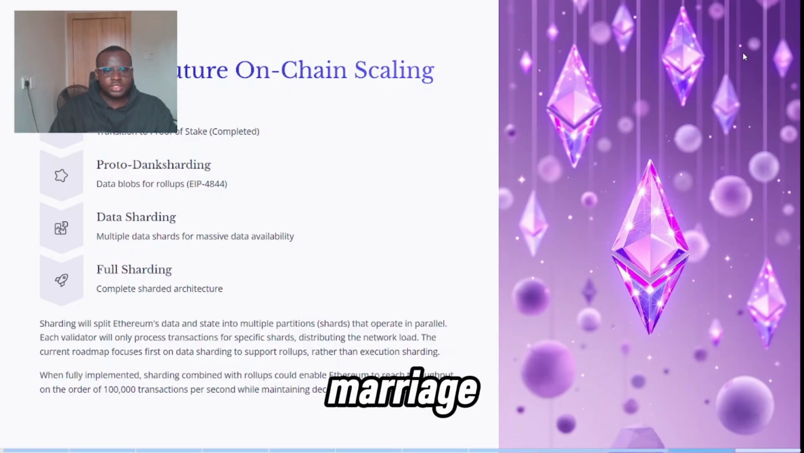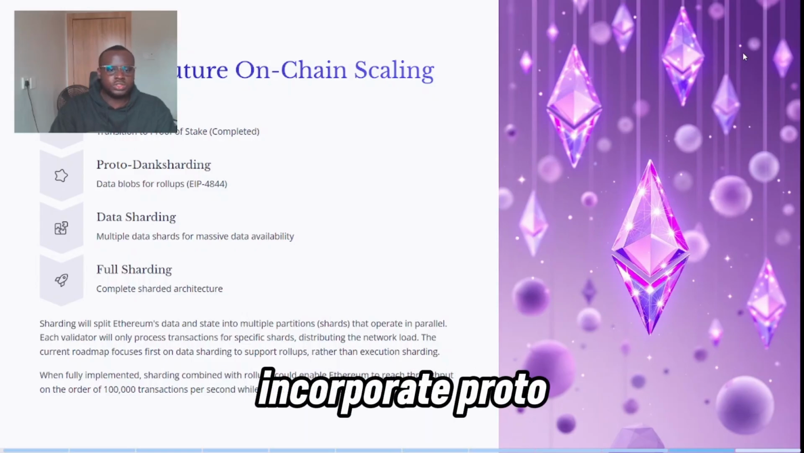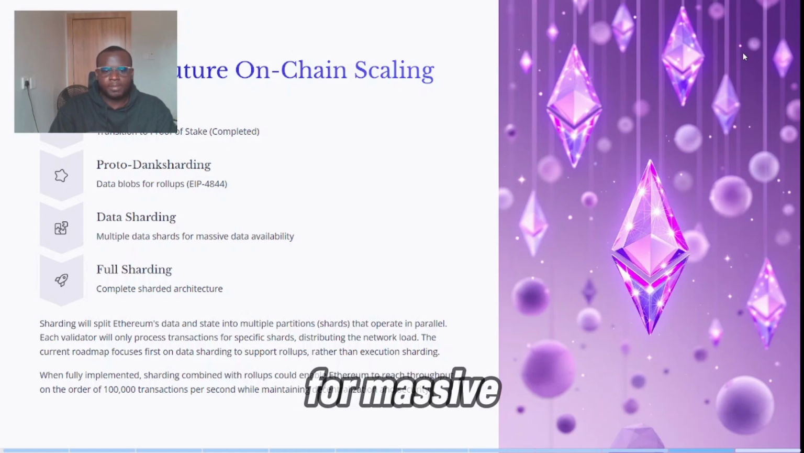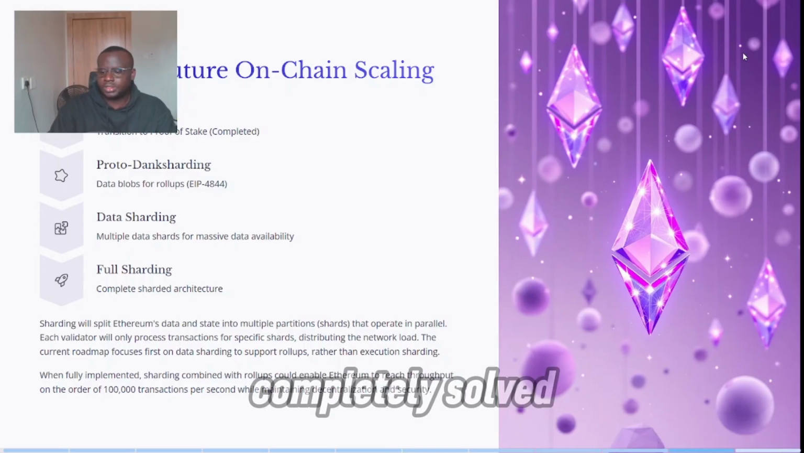So we have the Merge. We've transitioned from proof of work to proof of stake. That has already been implemented. Then we need to incorporate Proto-Danksharding, which is EIP-4844, and this would include data blobs for rollups. Then multiple data shards for massive data availability, which is the data sharding. And when all of this is done, the sharding is completed, and the blockchain trilemma is completely solved.